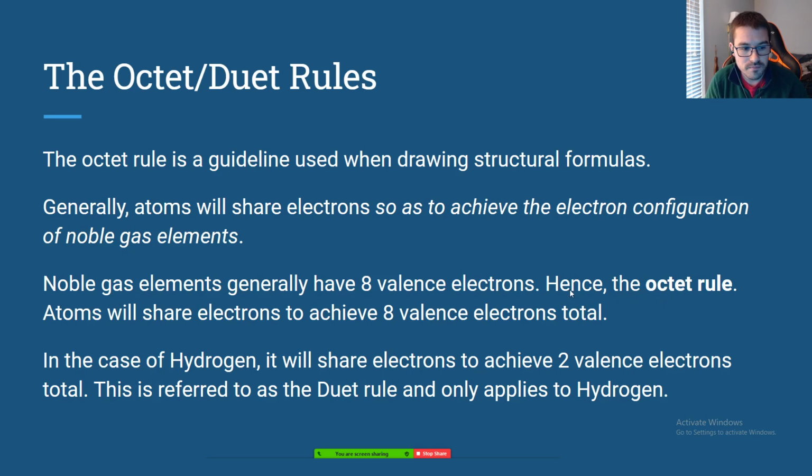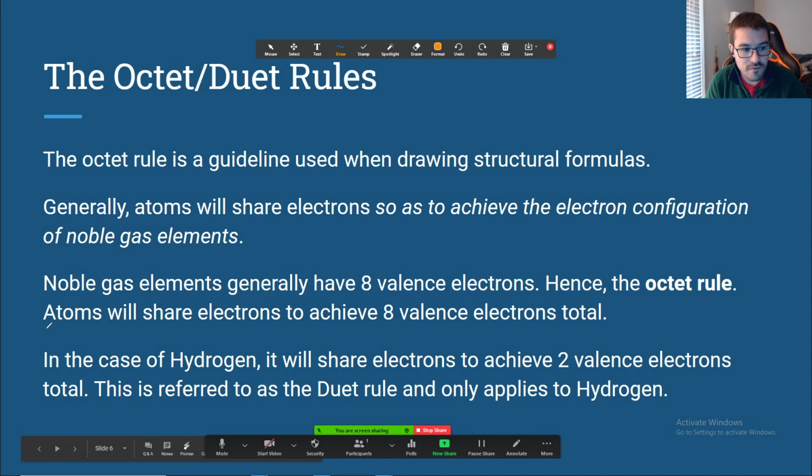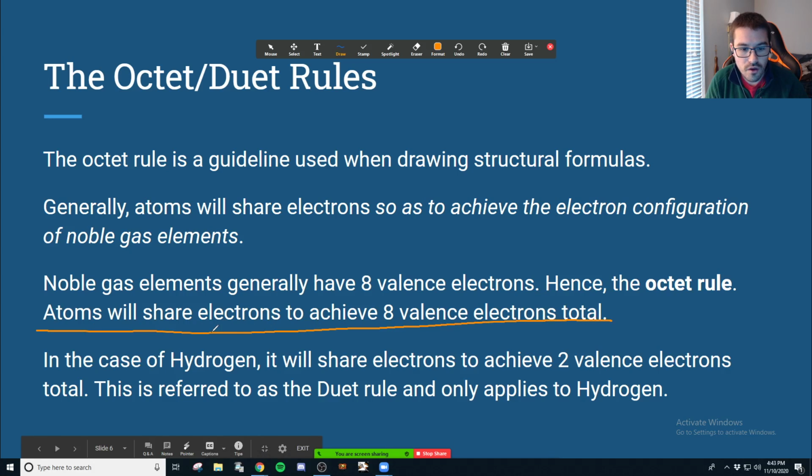Oct means 8. Atoms are going to share electrons to achieve 8 valence electrons total. So that's what the octet rule is. In the case of hydrogen specifically, it's going to share electrons to achieve 2 valence electrons. The reason is there actually is a noble gas that doesn't have 8 valence electrons. Helium has 2 valence electrons, and so that's kind of where the duet rule comes from.